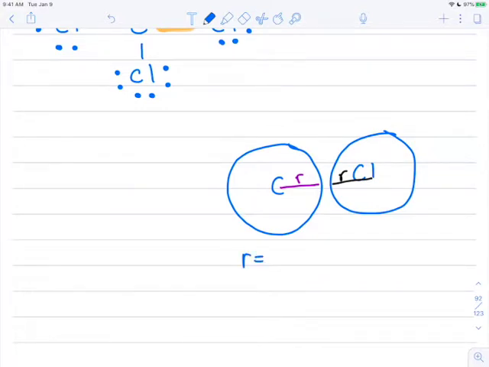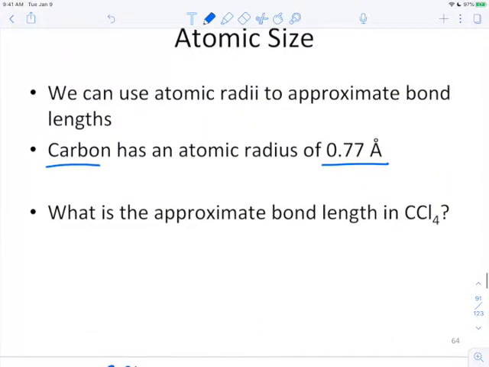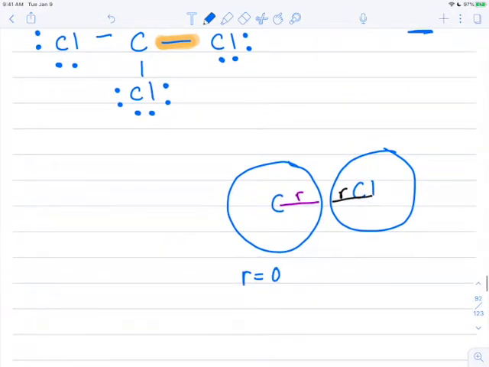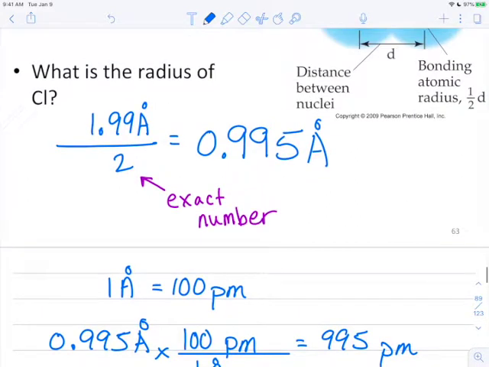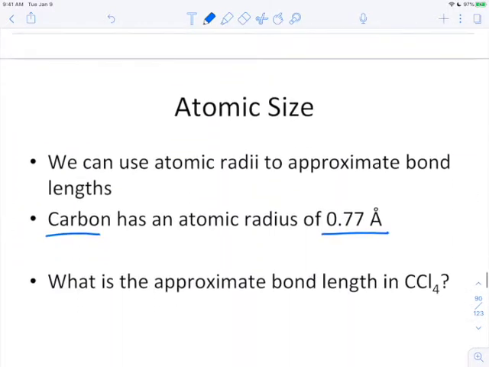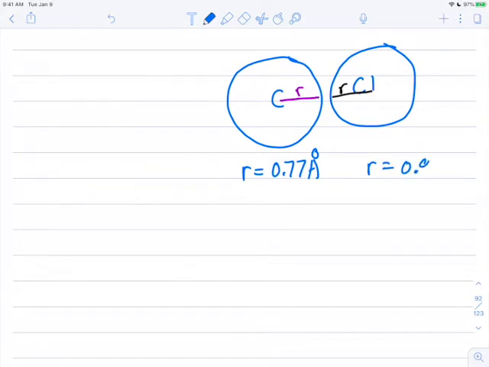So the radius of carbon, we're told, is 0.77 angstrom. And then the radius of the chlorine we just solved for, and we call that 0.995 angstroms. Like so. And again, this is just an approximation because it doesn't cover the actual distance in between the atoms. All right, so here we're going to say the bond length, and this is between carbon and chlorine.